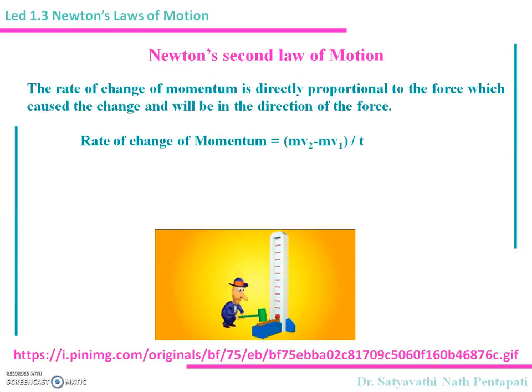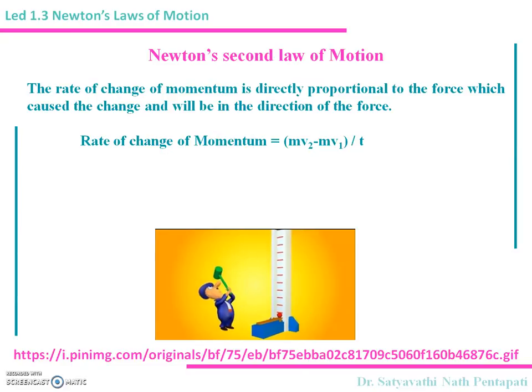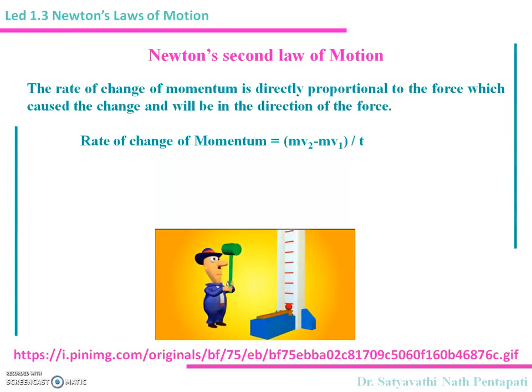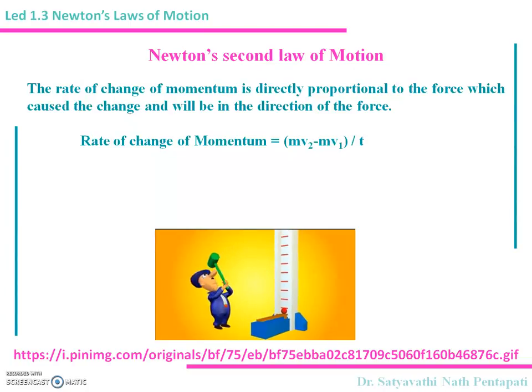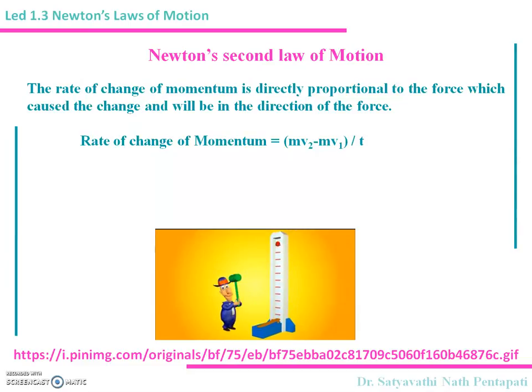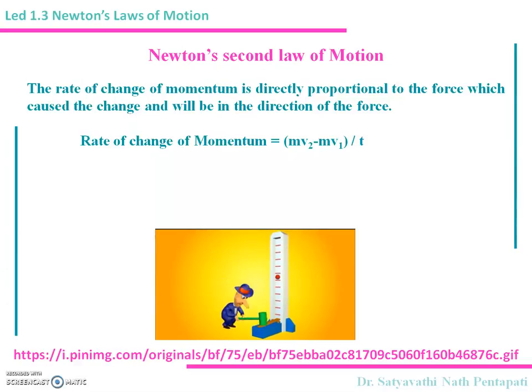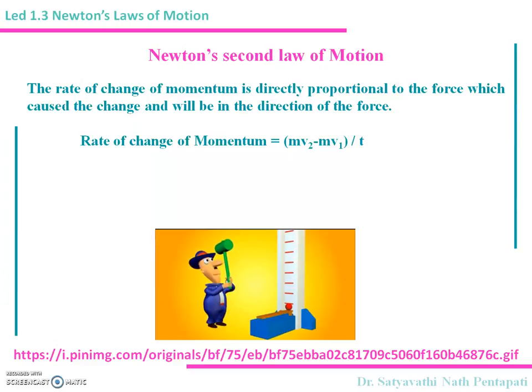As per the law, let us see what the rate of change of momentum is, and how it is proportional to the force. Rate of change of momentum is nothing but mv2 minus mv1 upon time t, where m is mass of the object, v1 and v2 are the initial and final velocities of the object that are acquired in time t. Because momentum is nothing but product of mass and velocity.